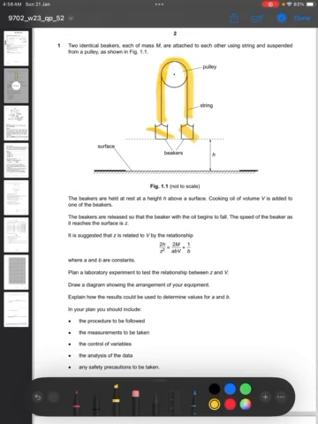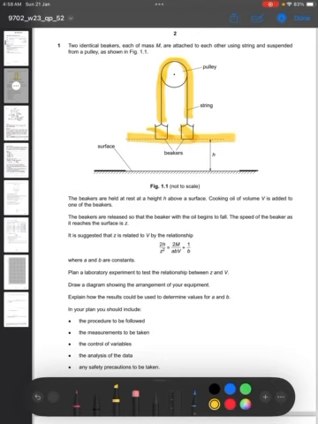suspended from a pulley. We have a pulley there. The beakers are held at rest at a height h. So this is the height at which the beakers are held at rest above a surface. Cooking oil of volume V is added to one of the beakers. So into one of the beakers, we're going to put cooking oil of volume V. The beakers are released so that the beaker with the oil begins to fall.